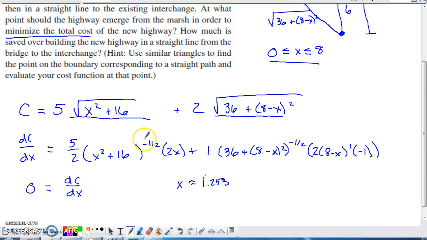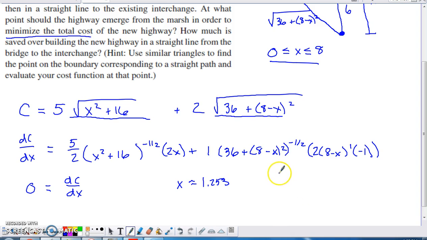Now we've got one of two ways to develop this conclusion, and depending on the wording in the problem, that'll hint you as to what you are going to want to conclude with. The wording in this problem says, how much is saved over building the new highway in a straight line from the bridge to the interchange? That implies that we need to know the minimum cost.